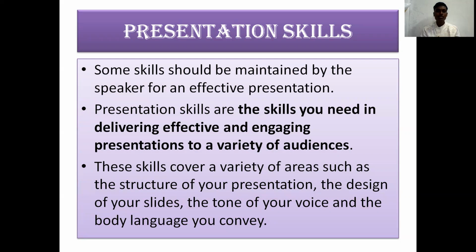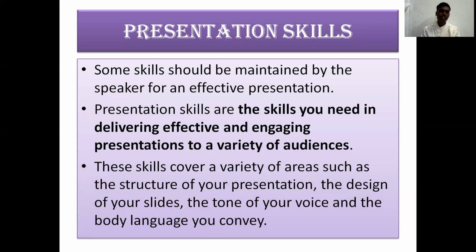Presentation skills are skills you need in delivering effective and engaging presentations to a variety of audiences. These skills cover a variety of areas such as the structure of your presentation, the design of your slides, the tone of your voice, and the body language you convey. These four points are very important in your presentation.